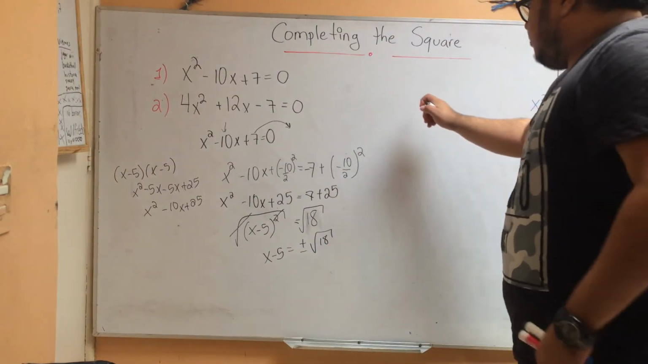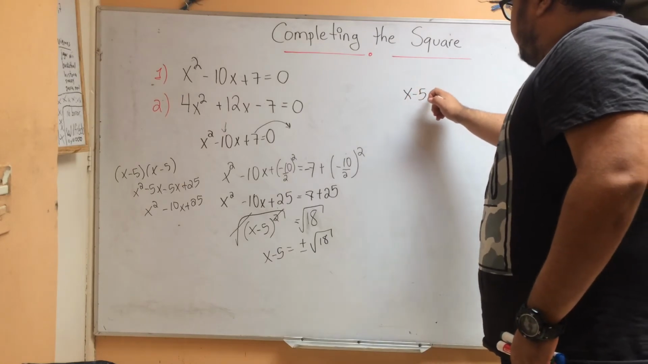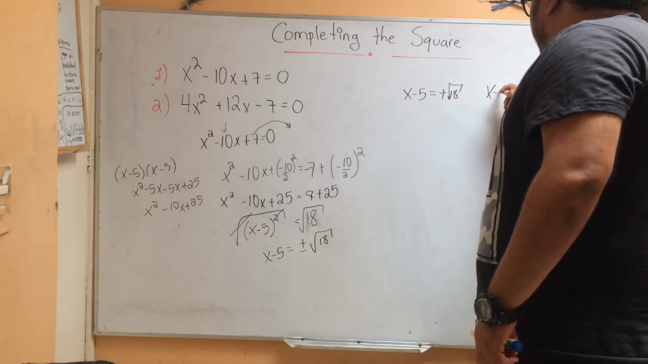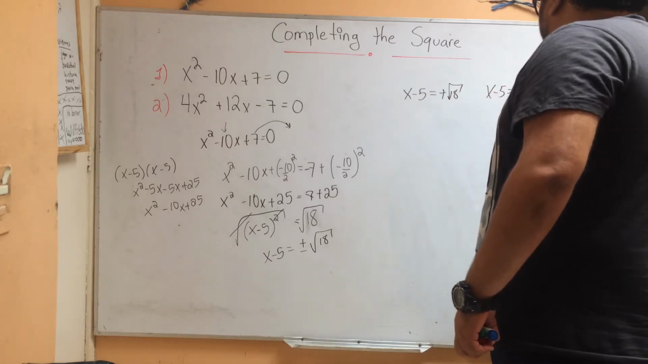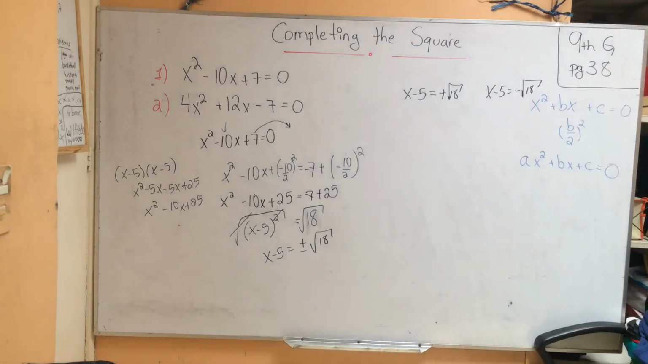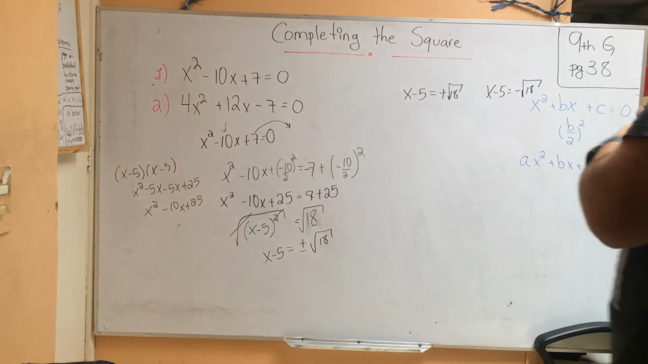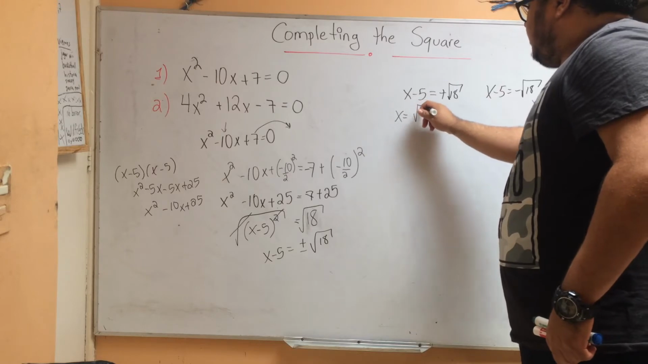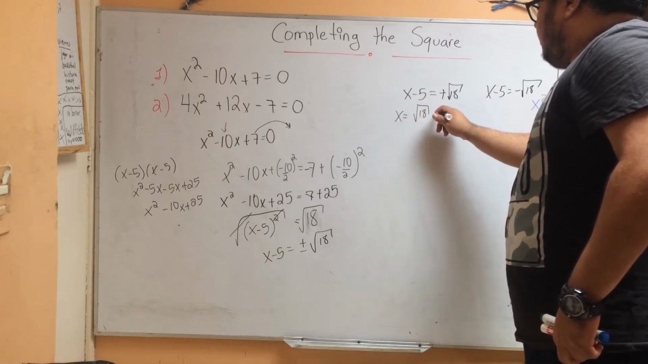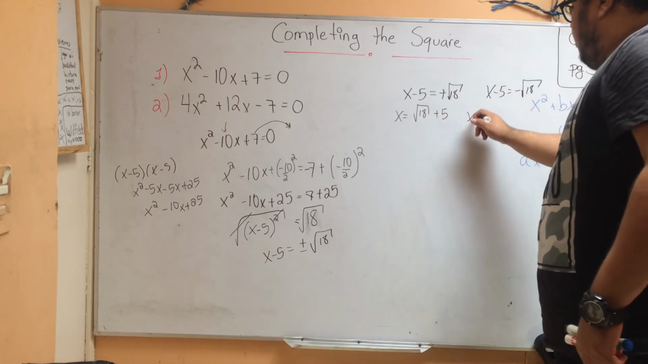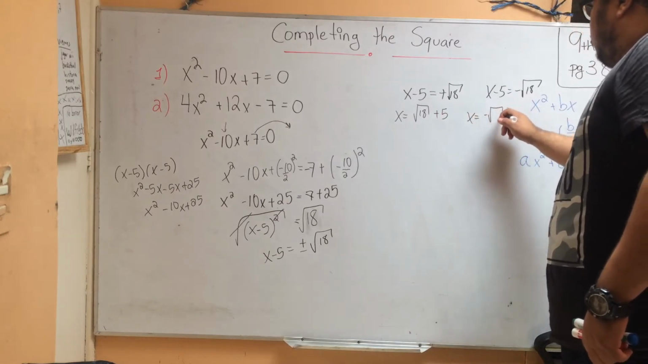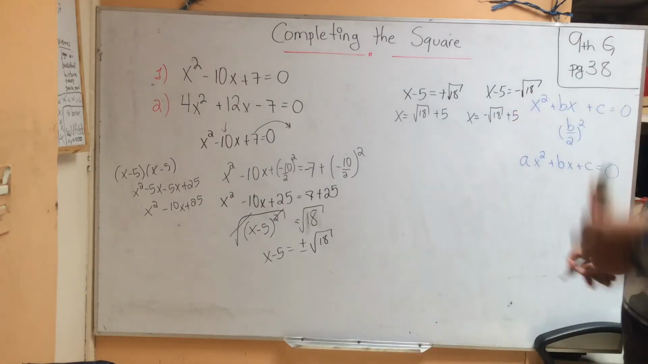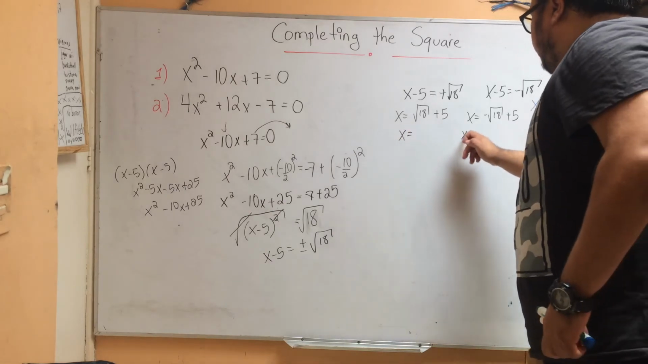So we bring these two answers and we solve for x. One is positive, so that means that this one is positive square root of 18, and the other one is negative square root of 18. These are the two answers that we need to solve. So this means that x is equal to positive square root of 18 plus 5, and the other one is negative square root of 18 plus 5. These are the two values of x that we are looking for.